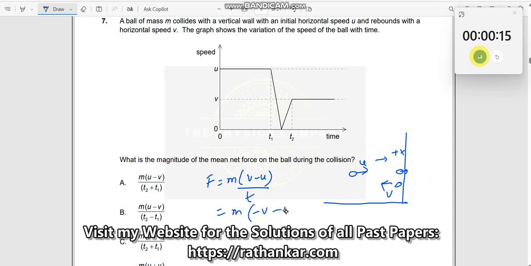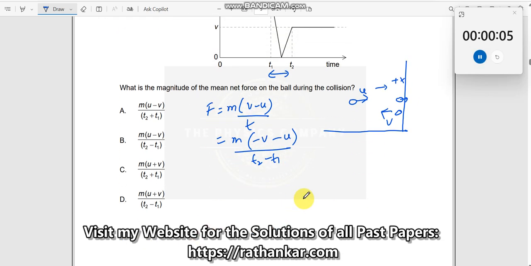What is u? u is u only, plus u, divided by the time taken. The time taken is t2 minus t1, this one, right? So it is t2 minus t1 over here. So, what do we do here? We will now take this as minus m into u plus v divided by t2 minus t1, right?